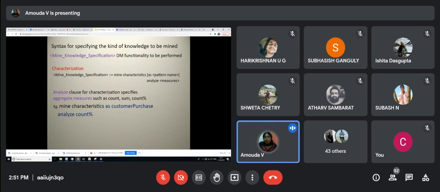Mine characteristics. Only this part I am talking about. What is the pattern name? You have to give the pattern name as customer purchase. Whatever they mine will be given in the name of customer purchase. Analyze count percentage. How many people are there with these characteristics? Analyze count percentage. The percentage of the count will be given.